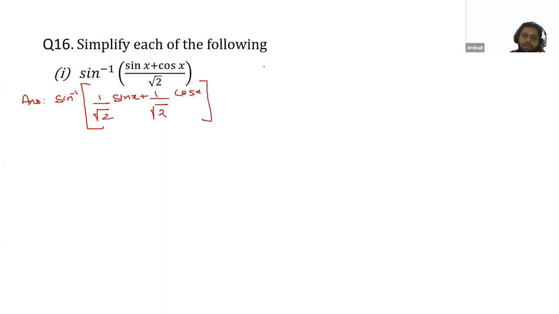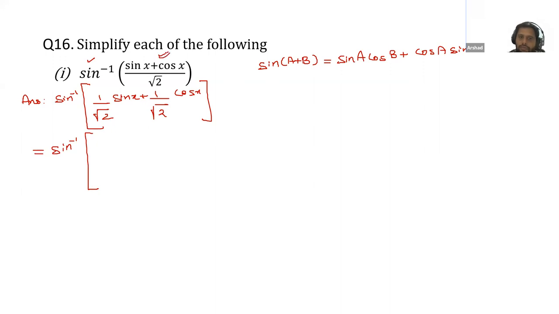Now, what is the formula of sine a plus b? Sine a into cos b plus cos a into sine b. Very good. Now, here we have sine inverse. Next, you have 1 by root 2 into sine x. In the starting you have a sine inverse, that's why we need sine here. So for sine, we have this formula. Now here you have sine x. In place of 1 by root 2, you can write cos pi by 4. And in place of this 1 by root 2, you can write sine pi by 4 into cos x.